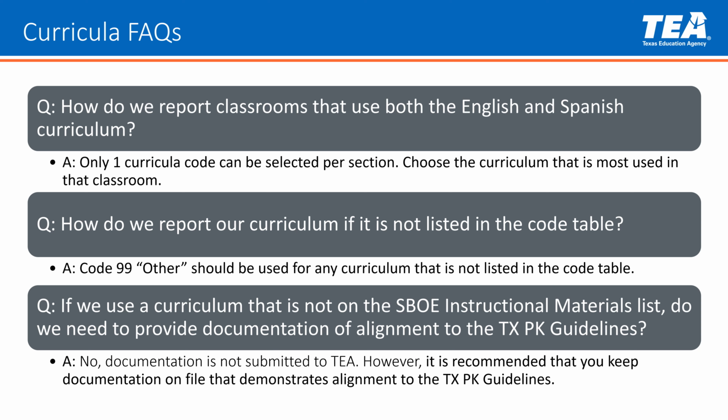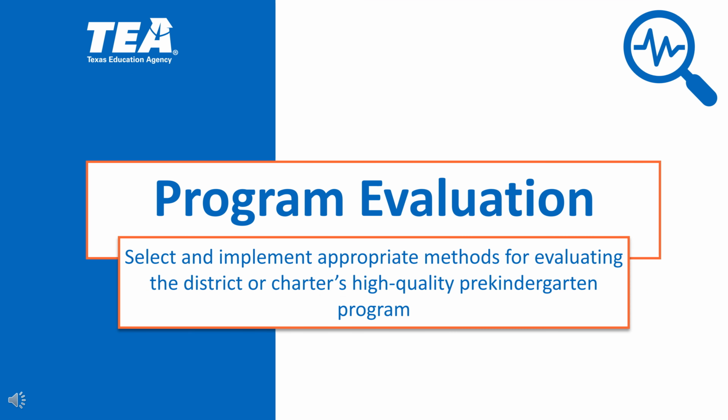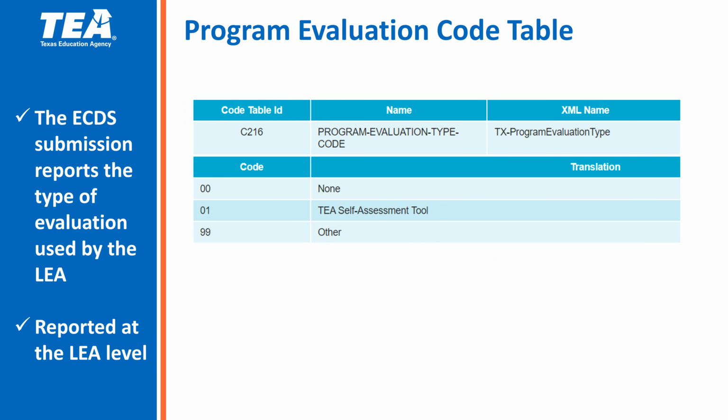Documentation is not submitted to TEA, however. The next high-quality pre-K component we will focus on is program evaluation. Program evaluation information is reported using the code table C216 Program Evaluation Type Code. When selecting a code, please ensure that your local education agency staff selects one of these three options.